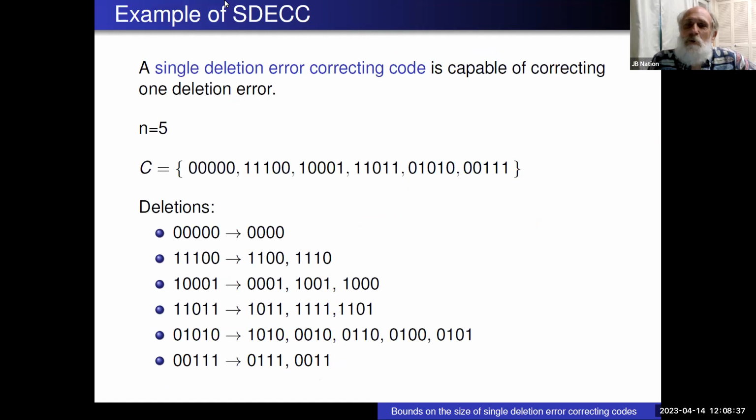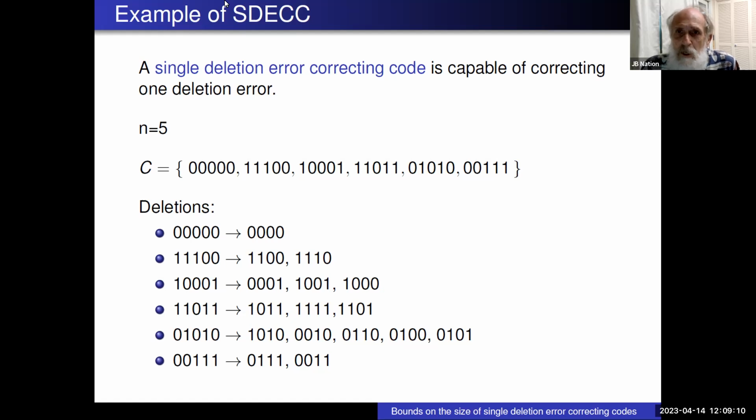Okay, so let's say exactly what we mean here. A single deletion error correcting code is one that's capable of correcting an error. So throughout, n will denote the number of places, so a string of n zeros and ones. In this case, there'd be five. And the code is some subset of 2 to the 5th, or more generally, 2 to the n.